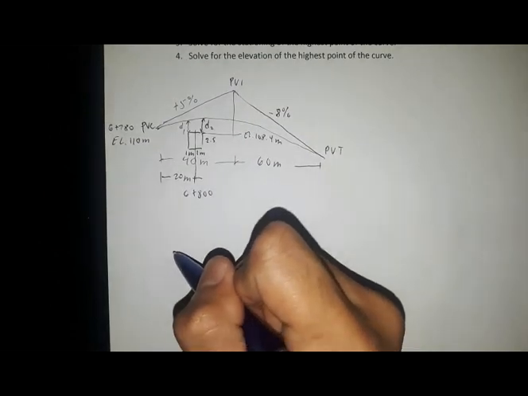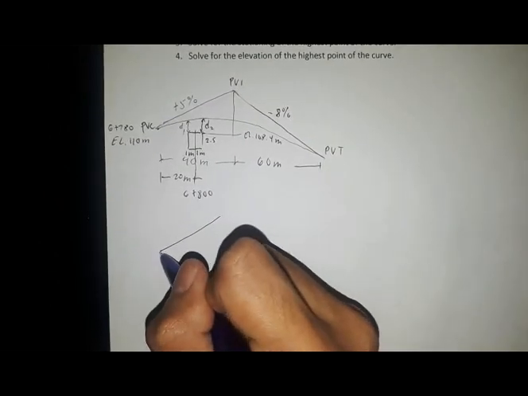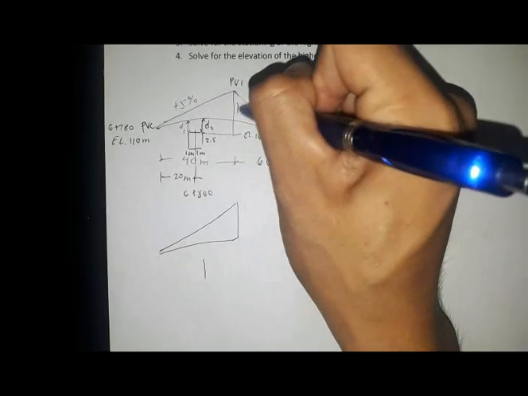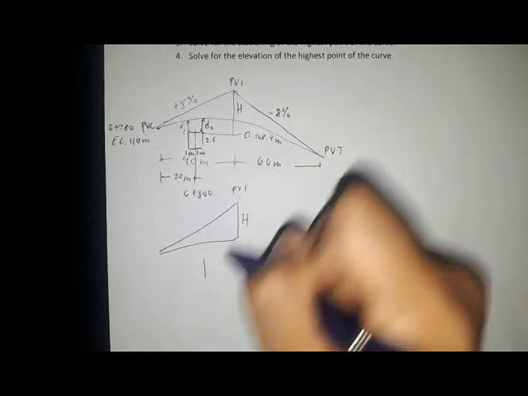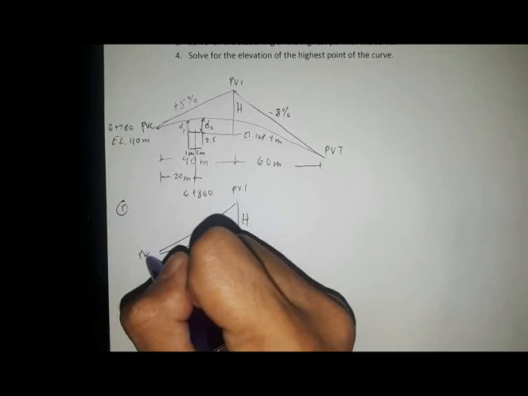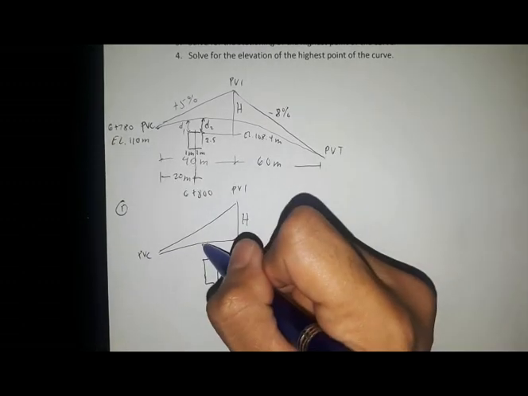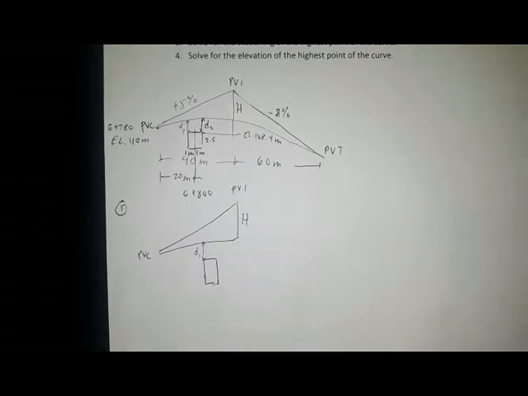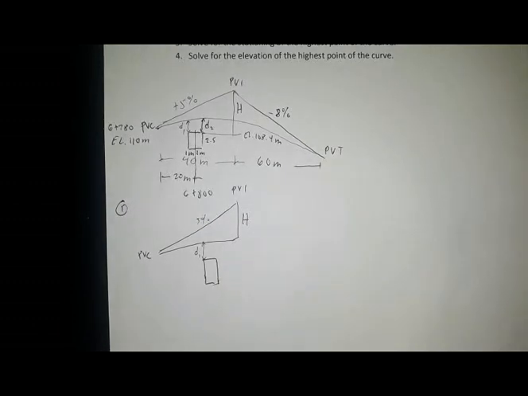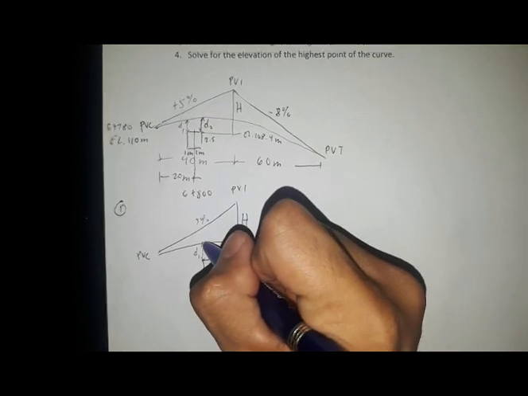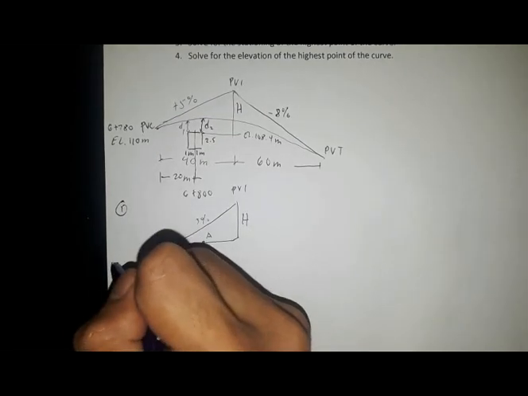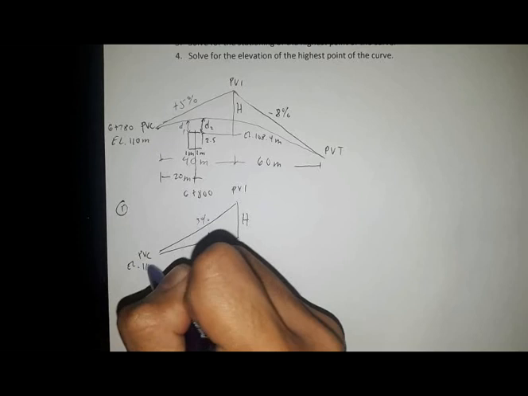So if this is your culvert, this is your H, or the vertical offset, PVI. This is your culvert. So for number 1, this is your PVC. So we are about to solve this D1. So in order to solve for D1, we have first to solve for the elevation of this point. Let's call this point A. So we have given elevation of PVC of 110 meters.